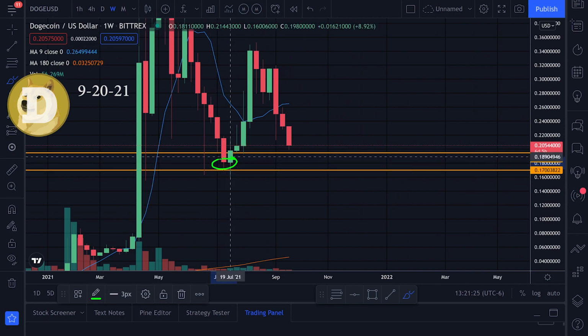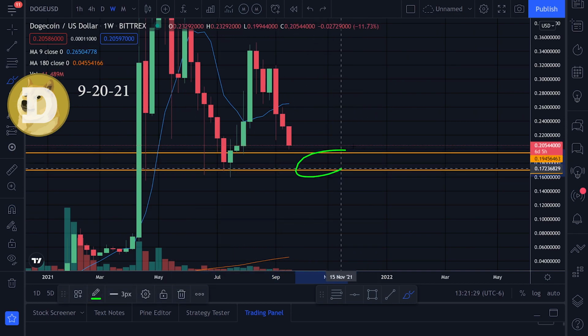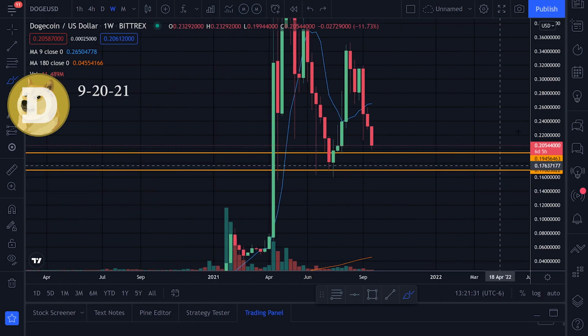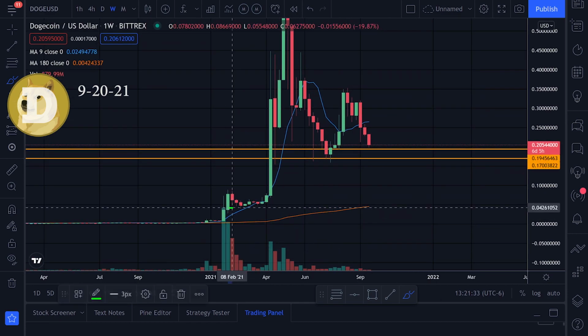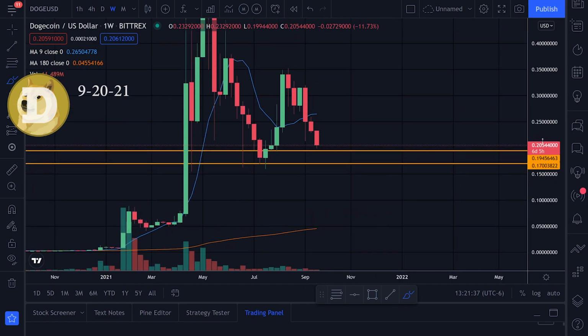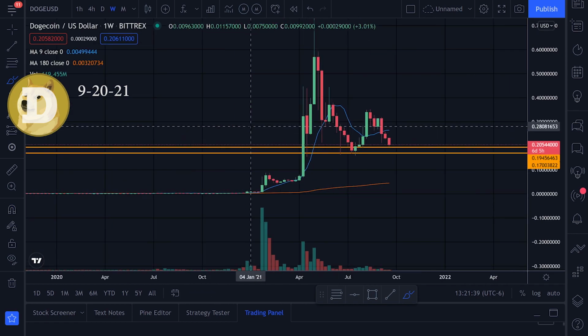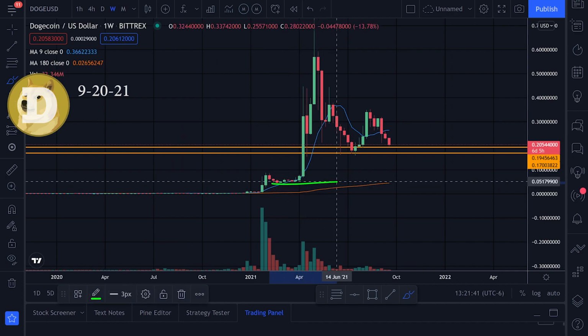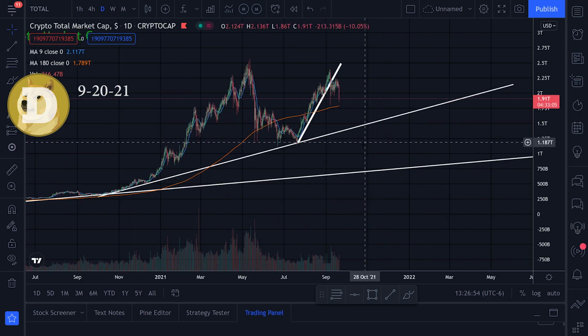But as you can see right here, we have this previous support. Let's see if we can hold support right there. It's basically around where I have those orange lines. If not, like I said, we might be looking at these bottoms down here. So yeah, let's see what's happening with Dogecoin. I'm still holding a bunch of Dogecoin, and if we come down to these levels, I might have to pick up some more. Here's what I'm looking at on the total crypto market cap.